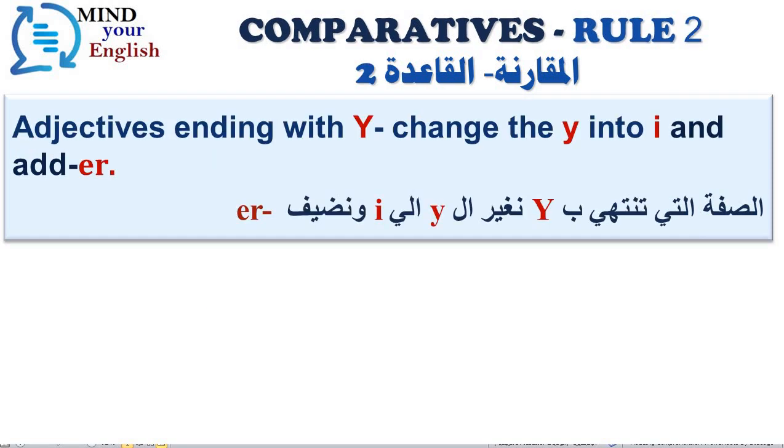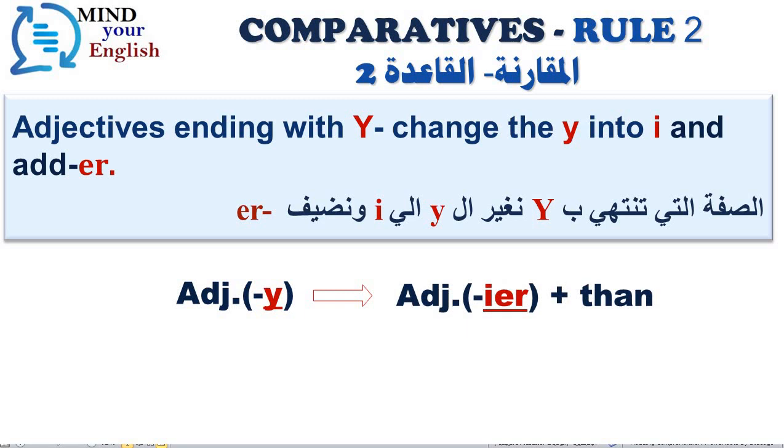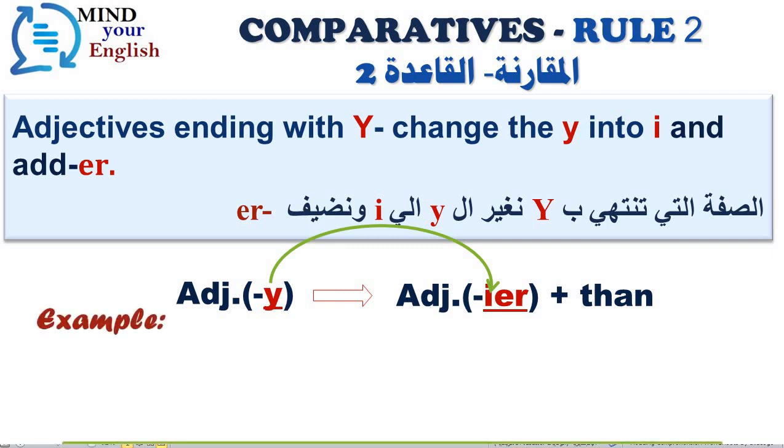Comparatives, Rule 2. Adjectives ending with y. Change the y into I and add er. Adjective ending with y. Change the y to I and add er plus than. Example: Muhammad is lazier than Ahmed.